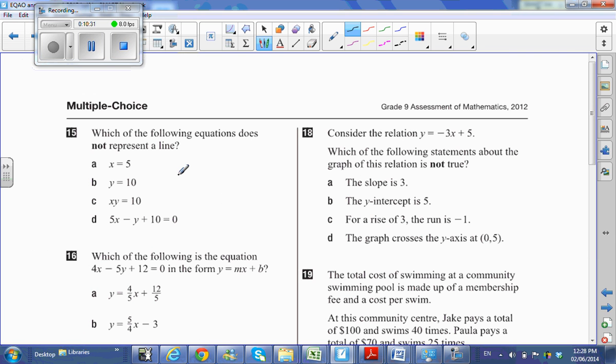so flip the page. So these will go a little quicker. Which of the following does not represent a line? So x equals 5 is good because that would just be a vertical line, because what's true at x equals 5?